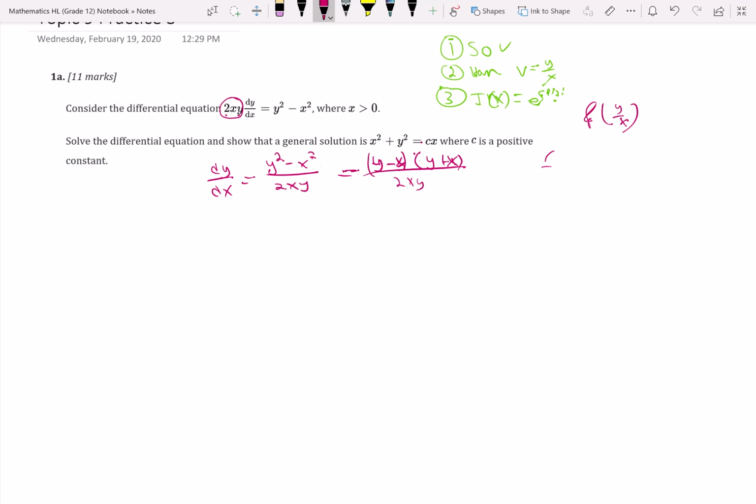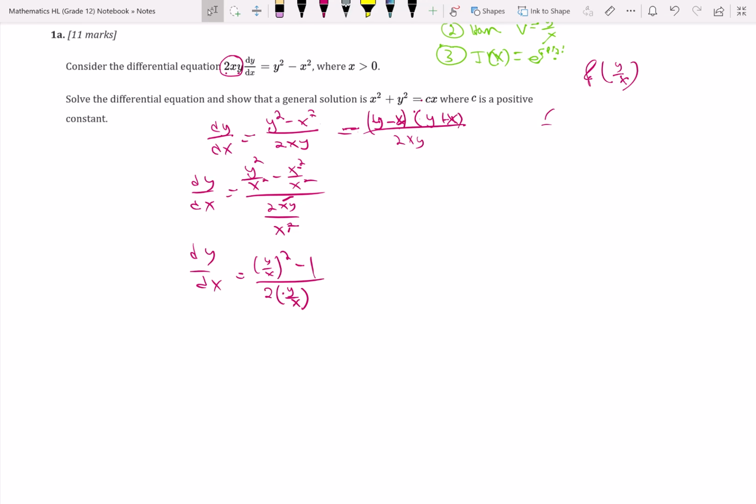So we could try dividing everything by x squared, or multiplying everything by 1 over x squared on the right hand side. So that would be y squared over x squared minus x squared over x squared over 2xy over x squared. If you simplify this, you're going to get y over x quantity squared. This just turns into 1. Down here you get 2y over x, right?